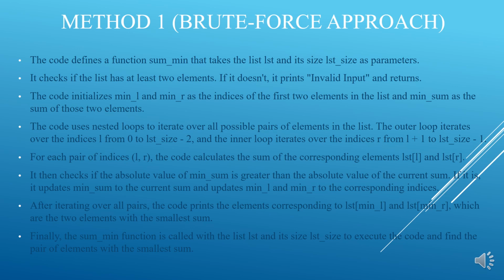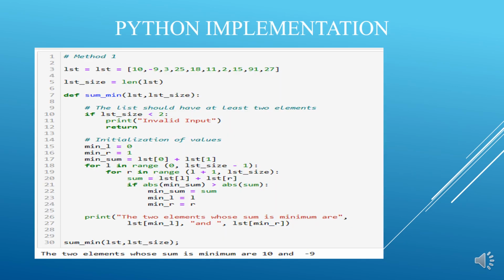Next is method 1. Here we are using a brute force approach. In this approach we need to find the parameters, and after that we need to follow the steps in that approach. After that we get the results we need. This is the implementation of the brute force approach. We mention it as method 1.